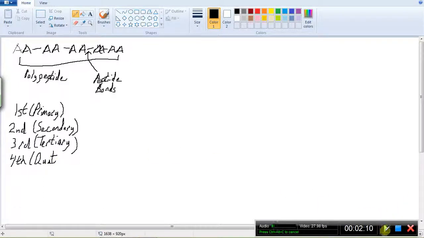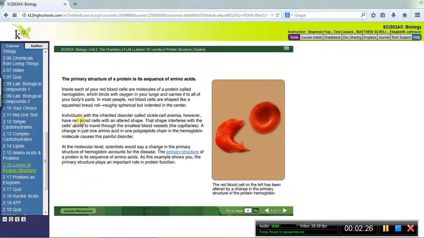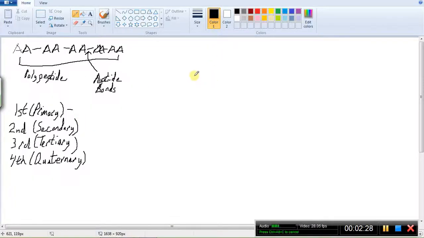is the quaternary structure of proteins. So when we talk about the primary structure of proteins, we're just talking about what amino acids are in what order in a long chain like this.